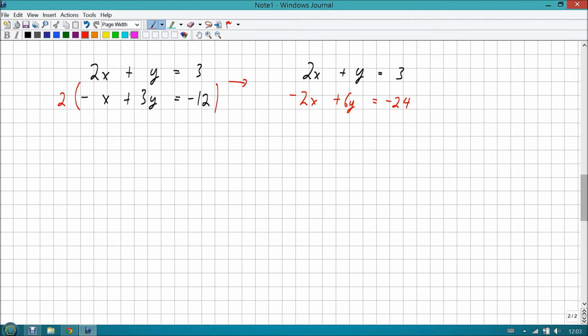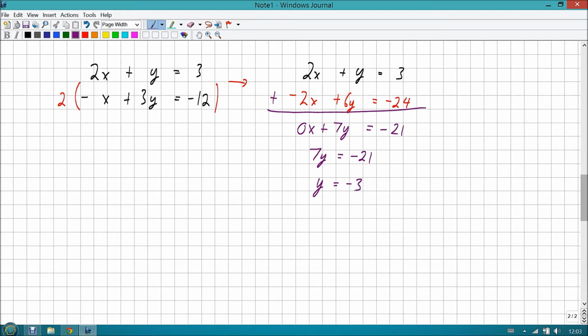Now I know that when I add them, my x's will eliminate and I'll be left with just y. So I add them together and I get 2 plus negative 2 is 0. 1 plus 6 is 7. And then negative 24 plus 3, or 3 plus negative 24, is negative 21. Meaning I really have 7y is equal to negative 21. Divide both sides by 7, I have y is equal to negative 3.